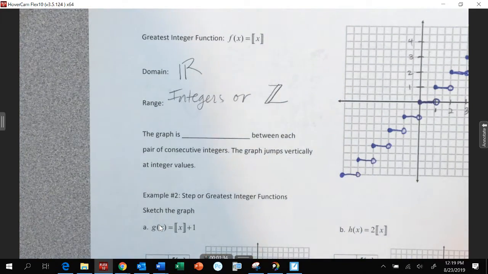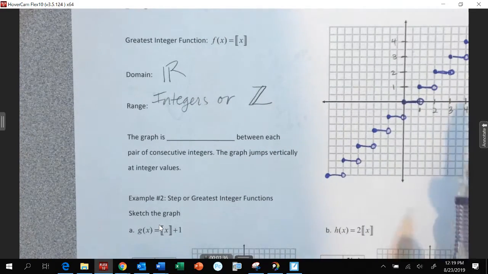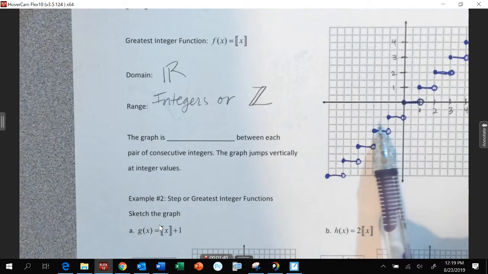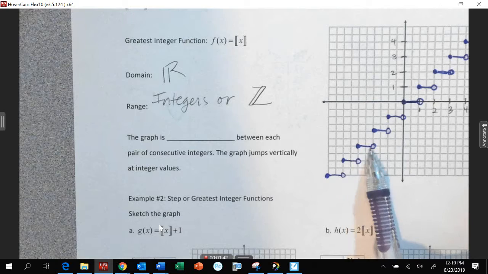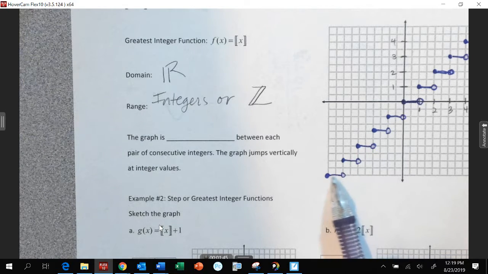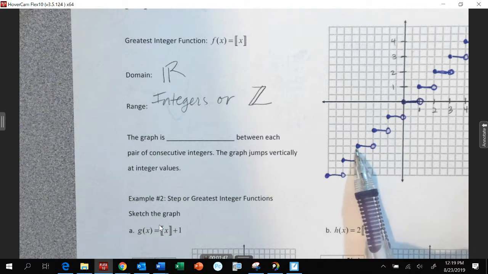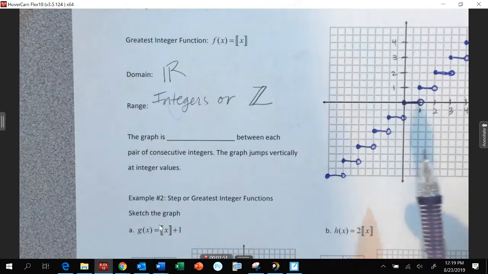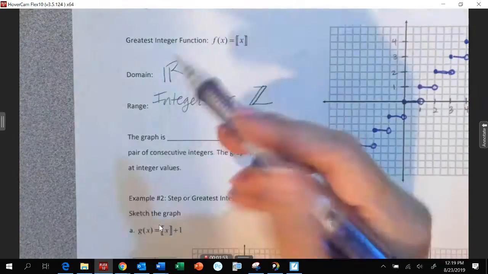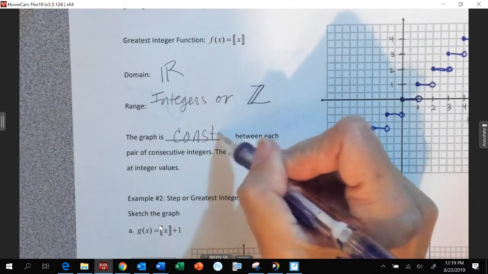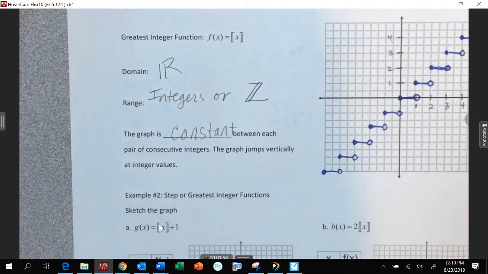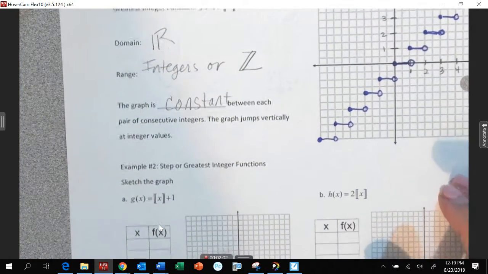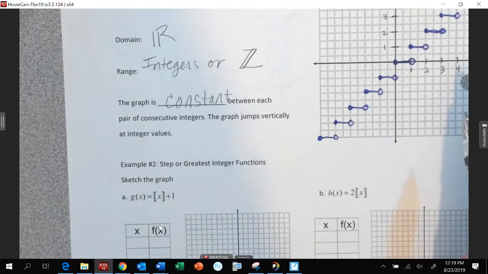The graph is what between each pair of consecutive integers? From side to side, between each pair of consecutive integers, what kind of graph? I said the word a few times. I'm not sure if you were listening. Yes, somebody said it. Terry, yeah. It's constant. Straight across, constant. And then it jumps vertically at each of the integer values.